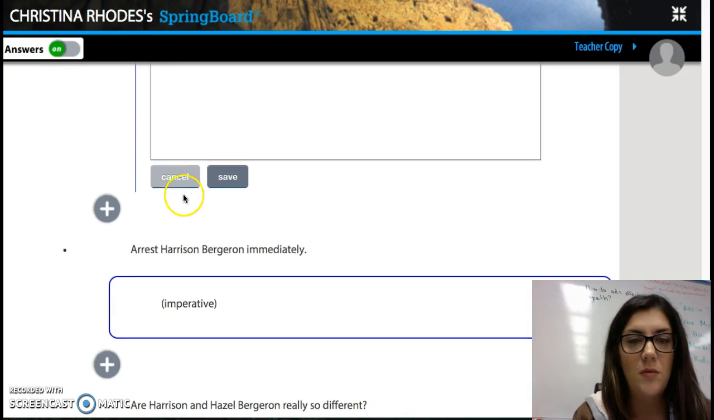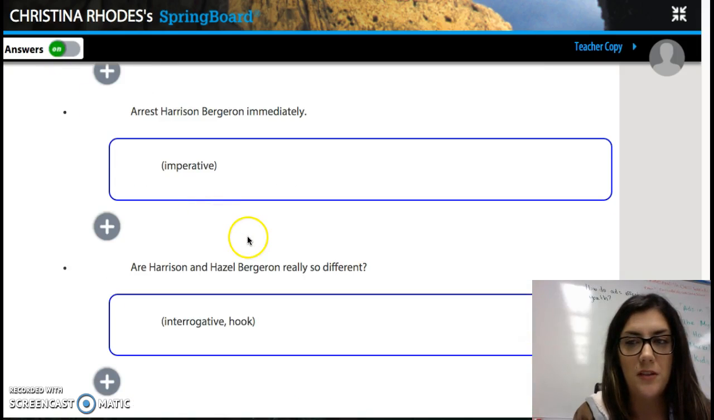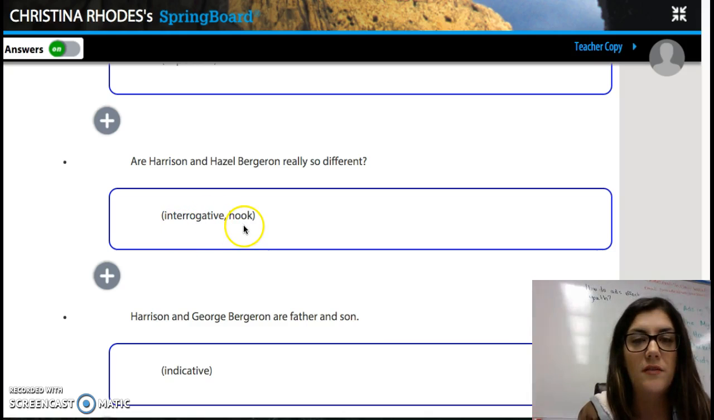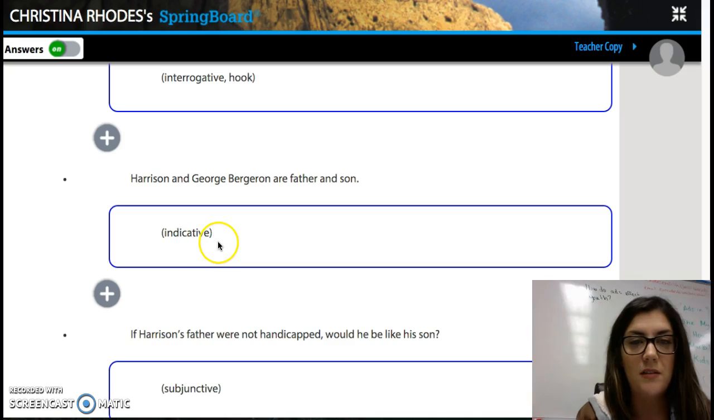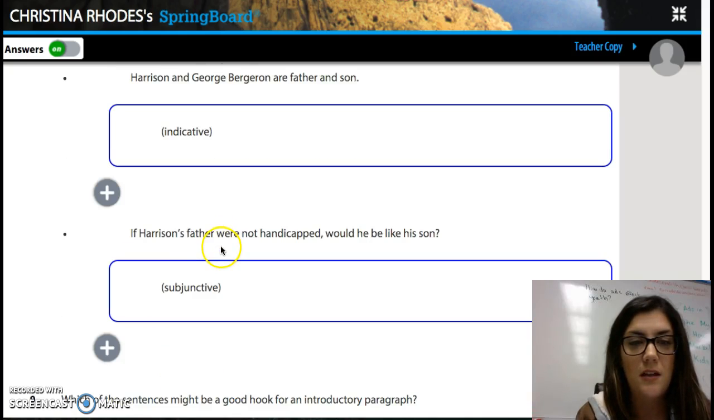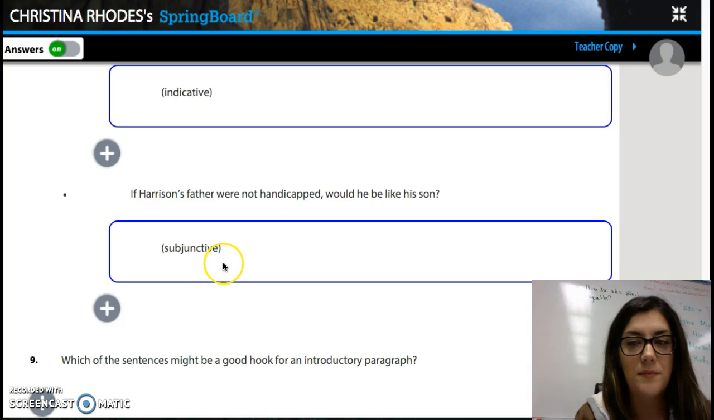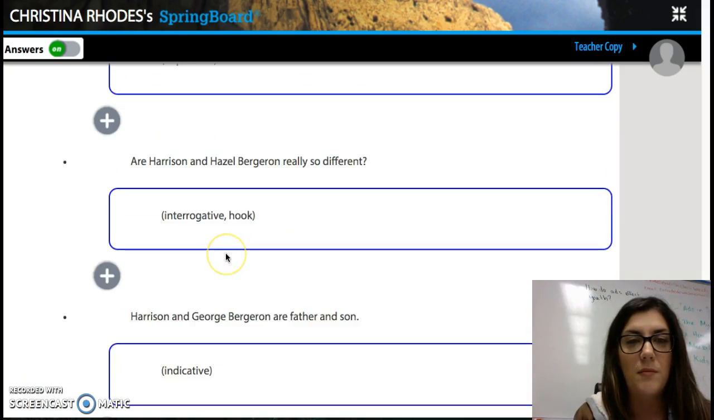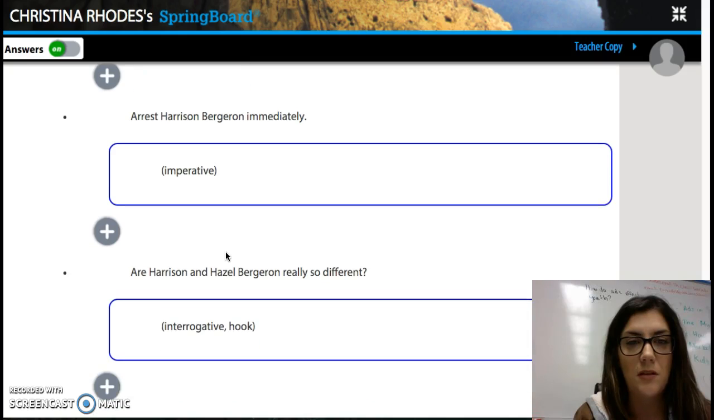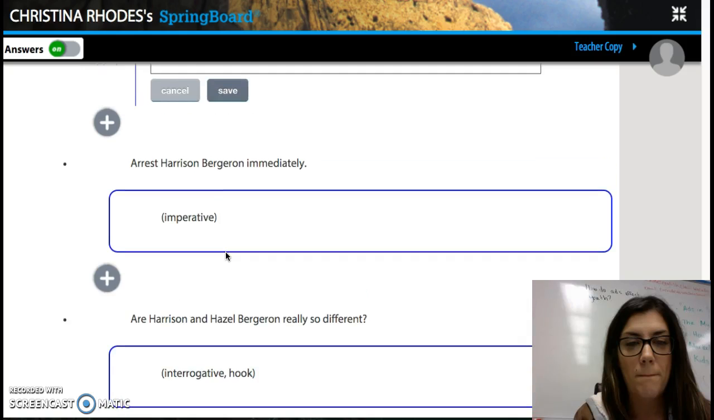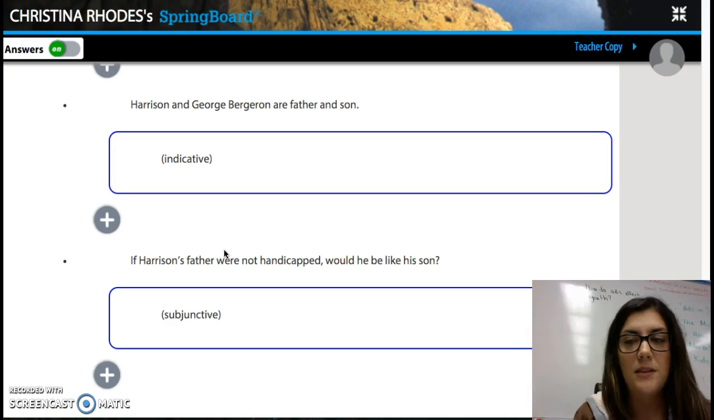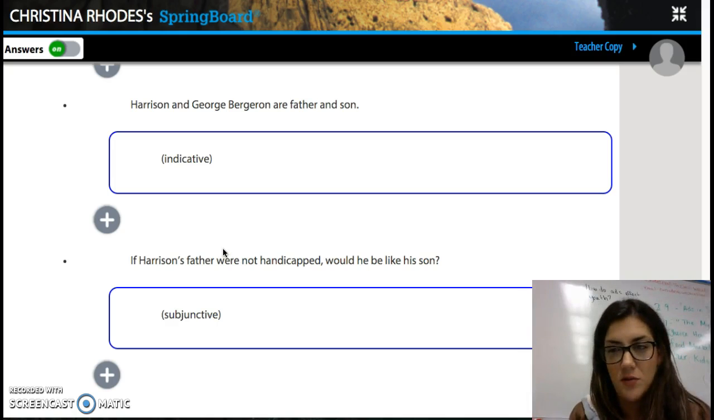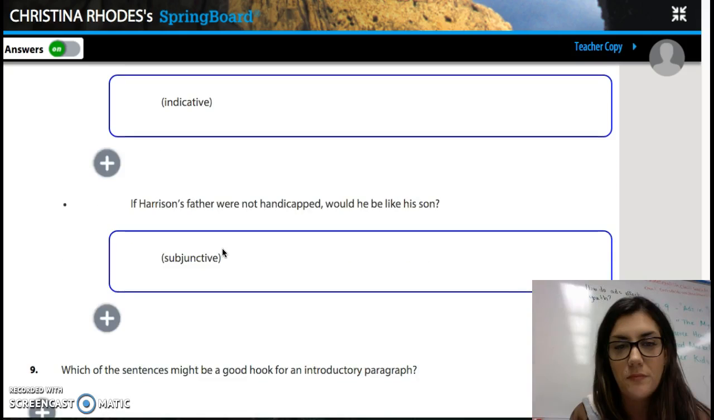Okay, the second one should have been imperative. Please check your answers. The next one, interrogative, and it's a hook. The next one should have been indicative. Harrison and George Bergen are father and son. Then the last one is subjunctive. Please check your answers. So I'm going to go back up to the second one. Here's number 2 and 3. And last 2, 4, and 5. Please fix yours if you missed it and discuss with your shoulder partner why it should be that answer.